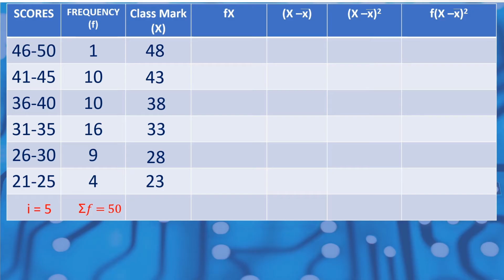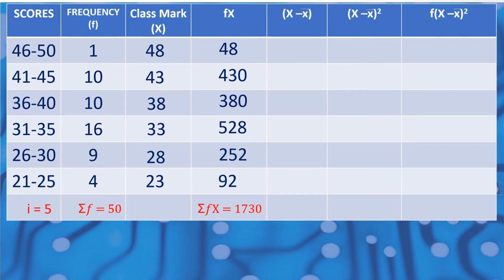Then get fx, which is the product of f and x. That's 1 times 48, which is equal to 48. 10 times 43 is 430. 10 times 38 is 380. 16 times 33 is 528. 9 times 28 is 252. And 4 times 23 is 92. Then get the summation of fx, which is equal to 1,730.